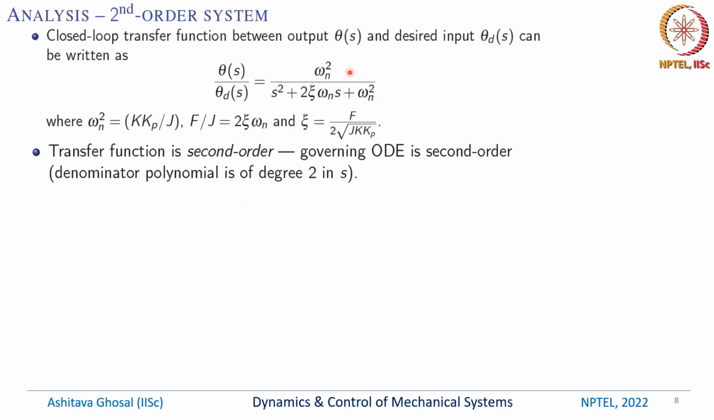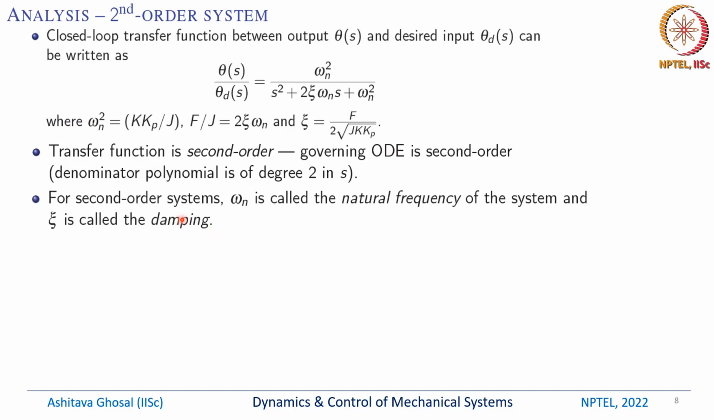This transfer function is again second order simply because the governing ODE was of second order. We derived the equation of motion of this link rotated by a DC motor, and it was a second order ODE. Hence the transfer function is called second order. Another way of looking at it is that the denominator polynomial is of degree 2 in S. So if it is a second order system, the denominator polynomial will be of degree 2 in S.